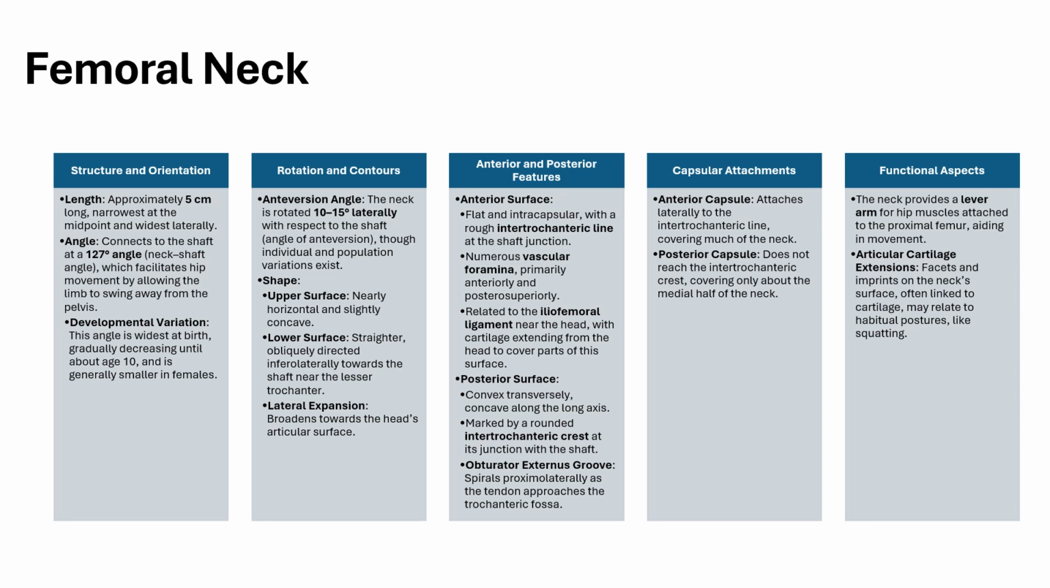Shape. There is an upper surface, lower surface and the lateral expansion. The upper surface is nearly horizontal and slightly concave. The lower surface is straighter, obliquely directed inferolaterally toward the shaft near the lesser trochanter, and the lateral expansion is broadened toward the head's articular surfaces.